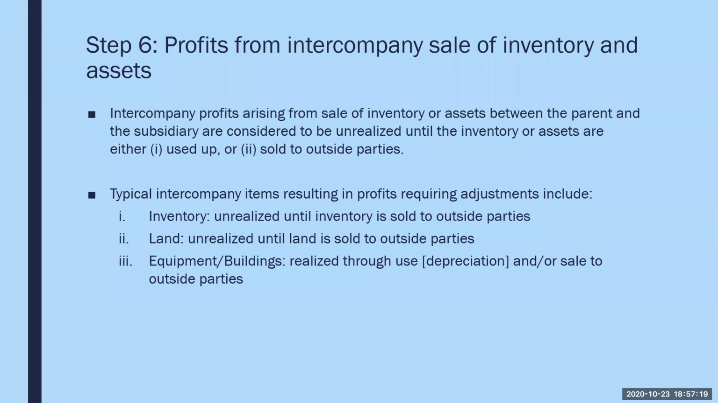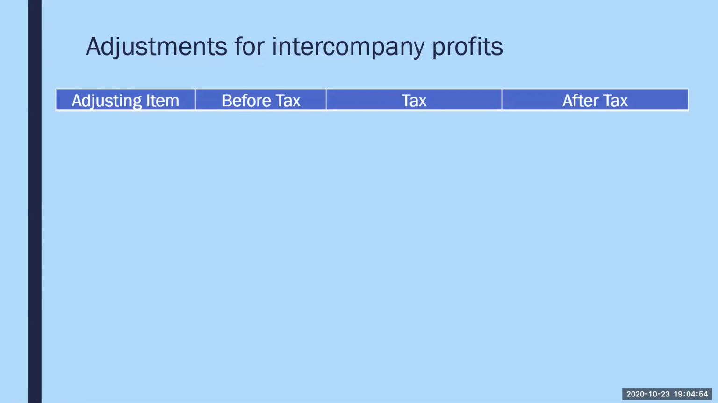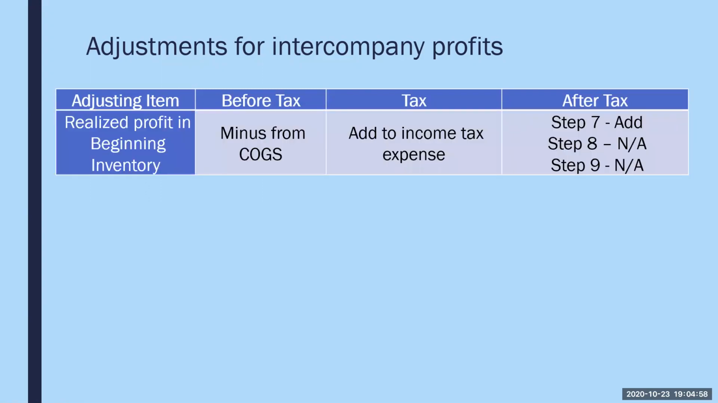And in these cases, what ends up happening is the profit gets realized through use, i.e. depreciation over time, or if the asset were to be sold to an outside party. Looking at the adjustments for intercompany profits, the first adjusting item is the realized profit in beginning inventory.